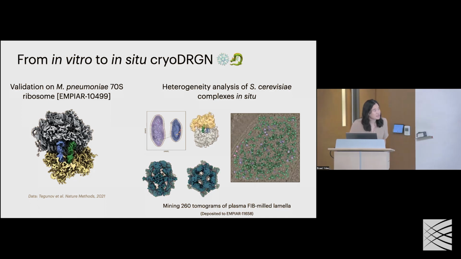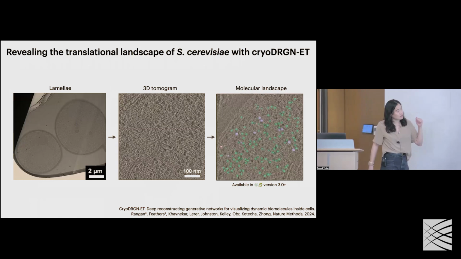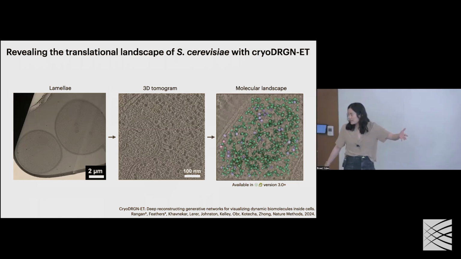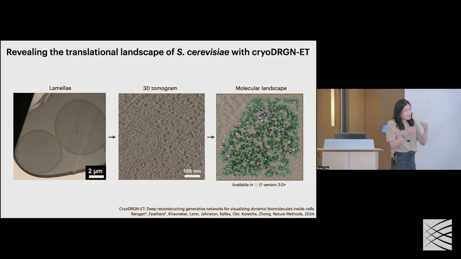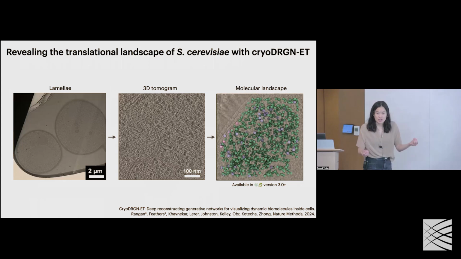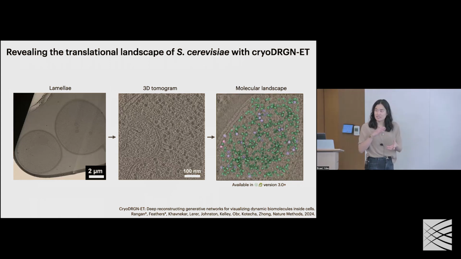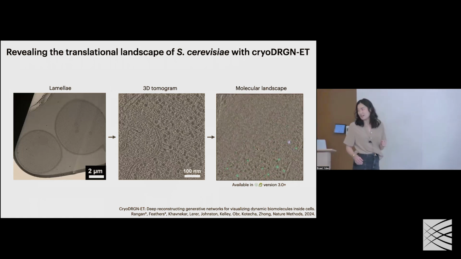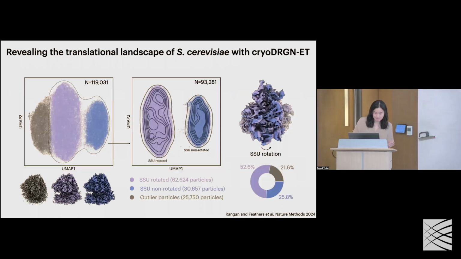Okay, I'm going to go through the cryoDRGN ET results quickly just to save time for questions. But again, the overall pipeline: we have a lamella, we reconstruct a 3D tomogram, and then we pick the individual instances, solve their structures, get the conformational landscapes, and then in addition to seeing the conformational states, we can also map them back in spatial context. I think that's a really powerful aspect of cryoDRGN ET.